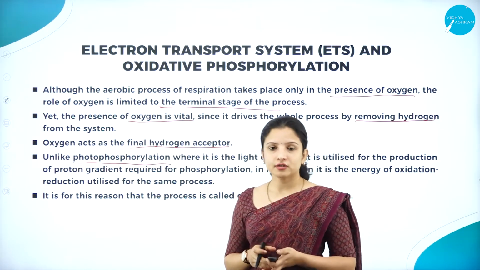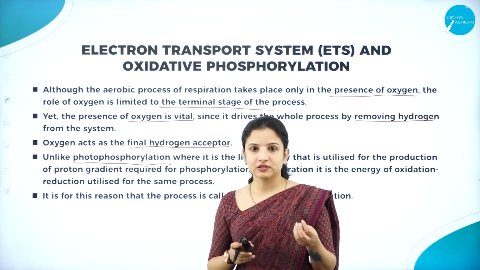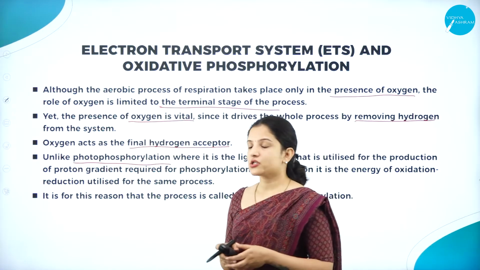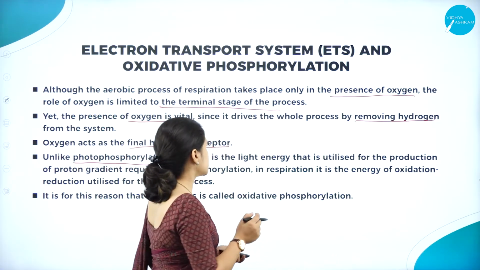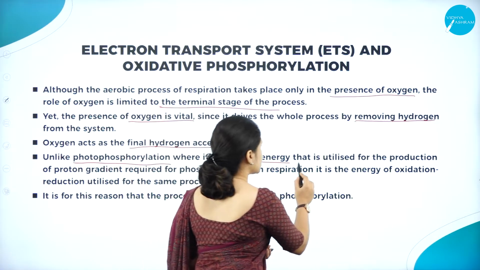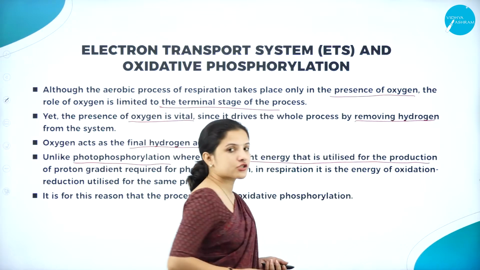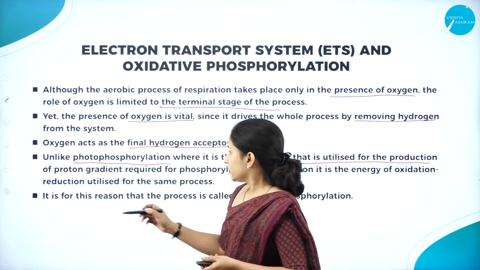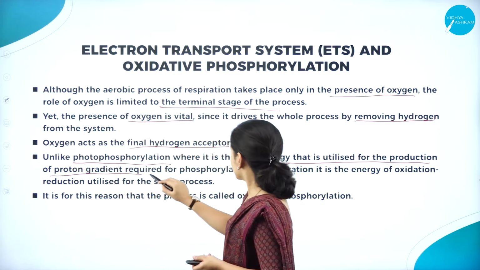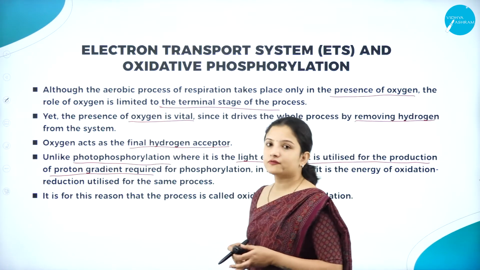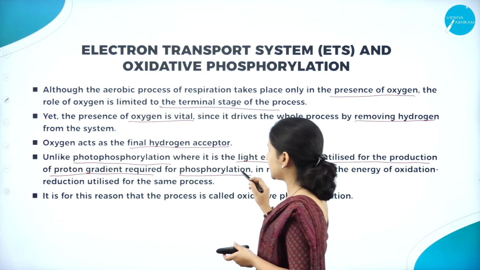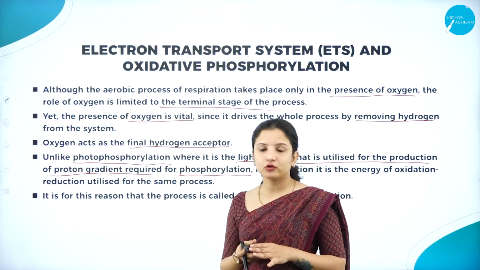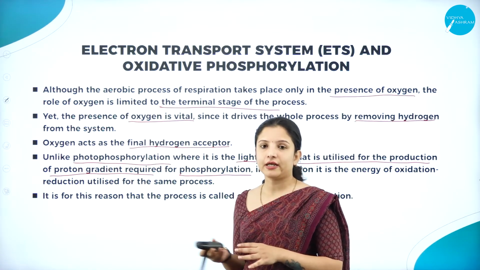Unlike photophosphorylation, which occurs during photosynthesis. So in photophosphorylation, what happens? Light functions like a source of energy. That is, the light energy is utilized for the production of a proton gradient, which is required for phosphorylation. So we had studied all that in the previous cycle, right?